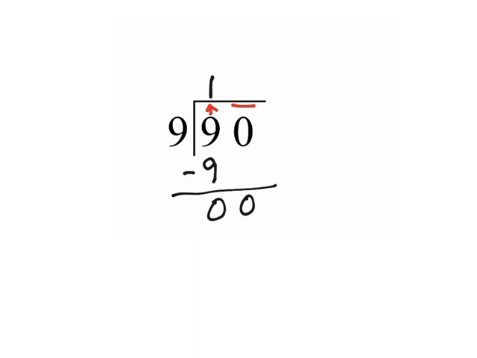I can't get anything out of 0, so since I get nothing, the number that's the same as nothing is 0. 0 times 9 is 0. You could do this or not. It really doesn't matter. But you end up with your answer of 10.